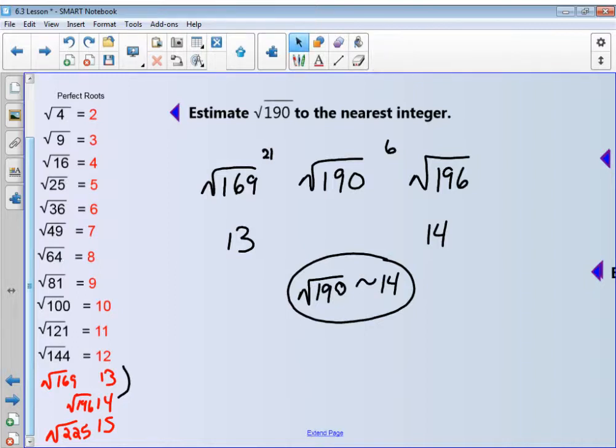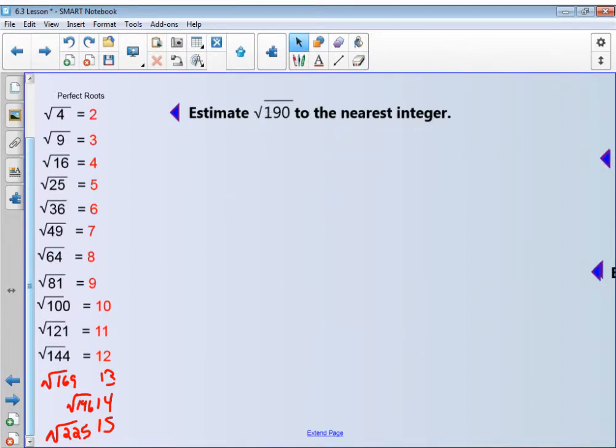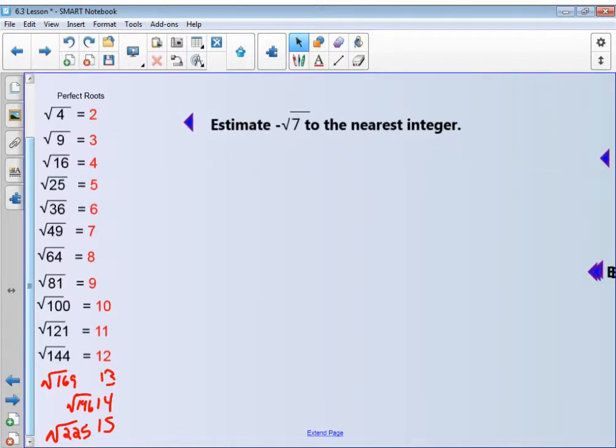Okay, so we're going to go ahead and have you guys try one of these. Once again, using those perfect squares. Okay, estimate the negative square root to the nearest integer. So anytime they give you that negative, don't worry about that. Remember, all of our square roots are going to give the same number. It's just that we're going to throw a negative in front of them on our final answer.